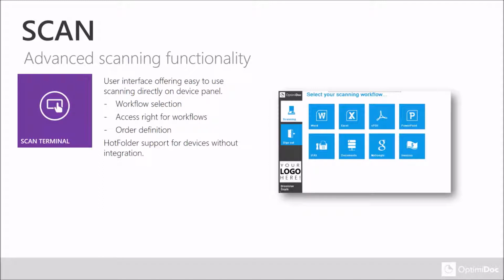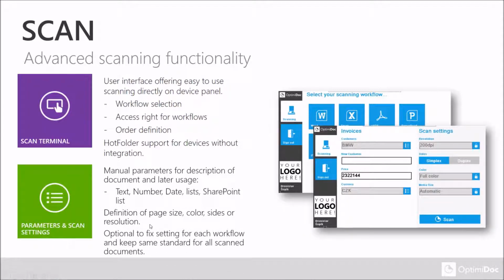For the devices which do not support the integration through the EIP, we are providing the hot folder support. Each scanning workflow can have a predefined set of metadata which will be presented on the panel. So for example, inside the invoices, you can have a parameter customer, price, or currency of the invoice. These metadata could be used later for the definition of the final destination or for the definition of the final name of the document. Also, this metadata could be exported to a separate XML or CSV file.